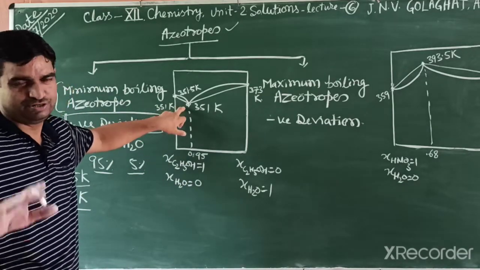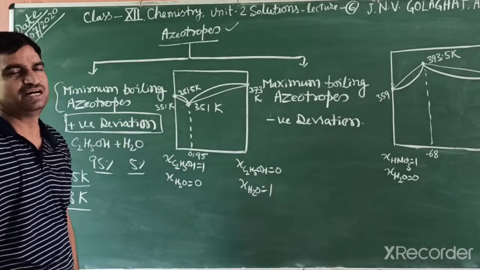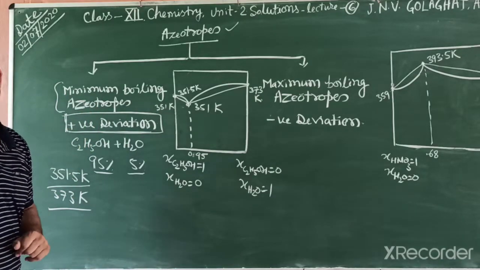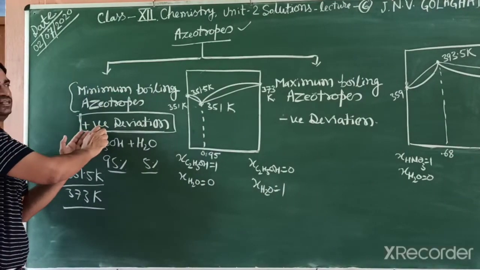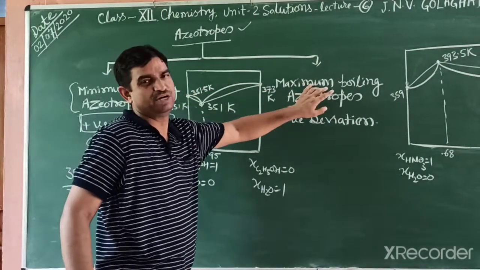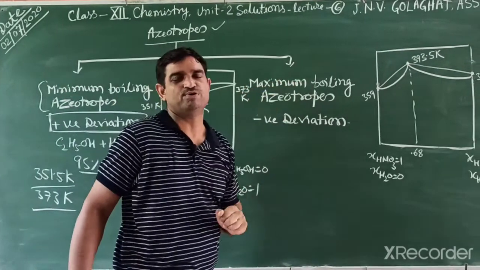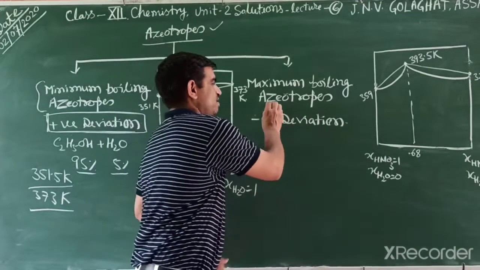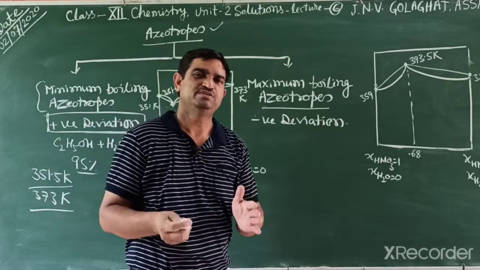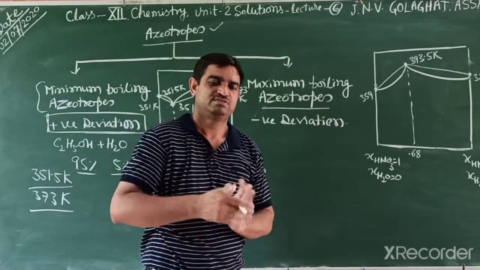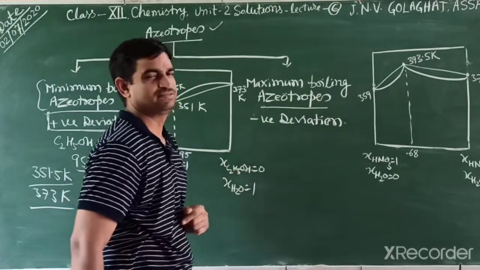So students, you should remember this particular example, and many times it comes in exams: what do you mean by minimum boiling azeotrope and which type of deviation? They are opposite. Minimum means they have positive deviation and maximum boiling azeotrope has negative deviation. Then we can understand what a maximum boiling azeotrope is. It means that binary mixture we can't separate by fractional distillation. Why? Because they have the same composition in liquid and vapor state.